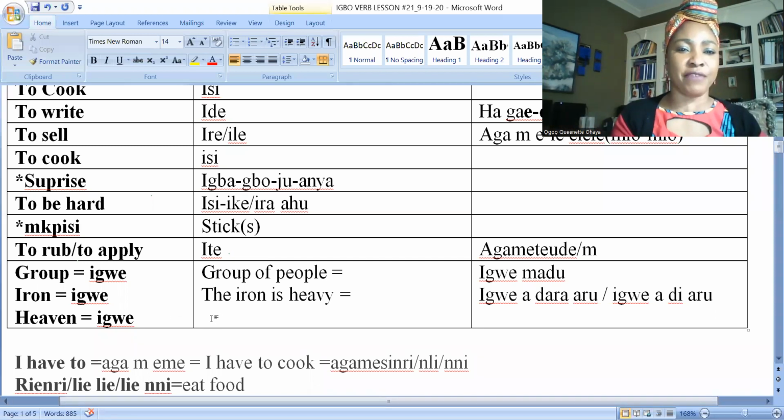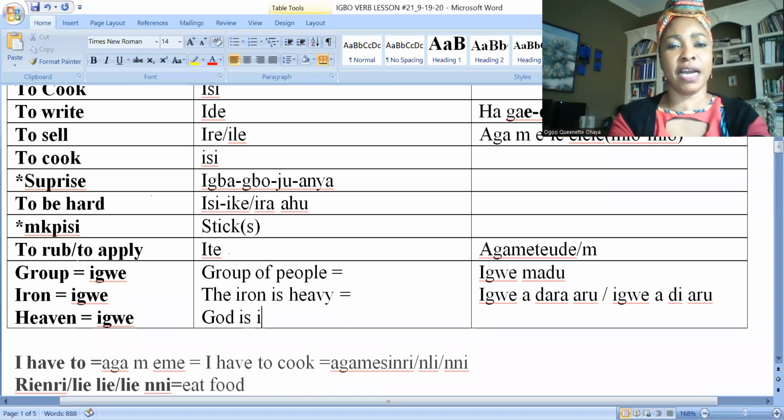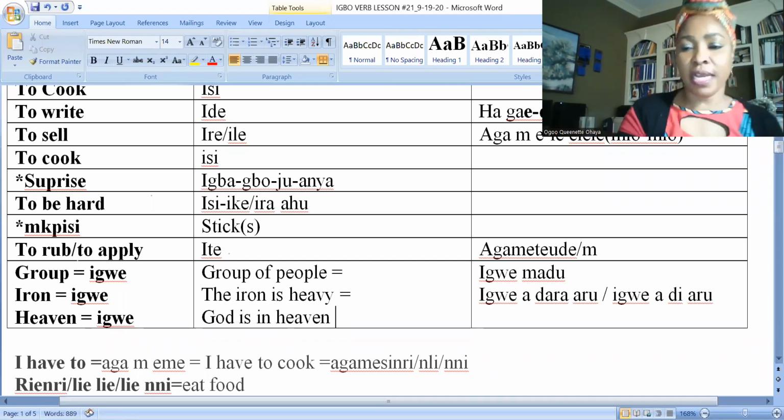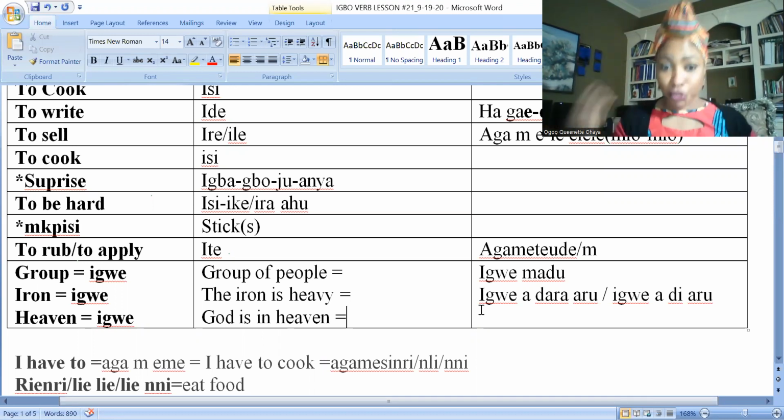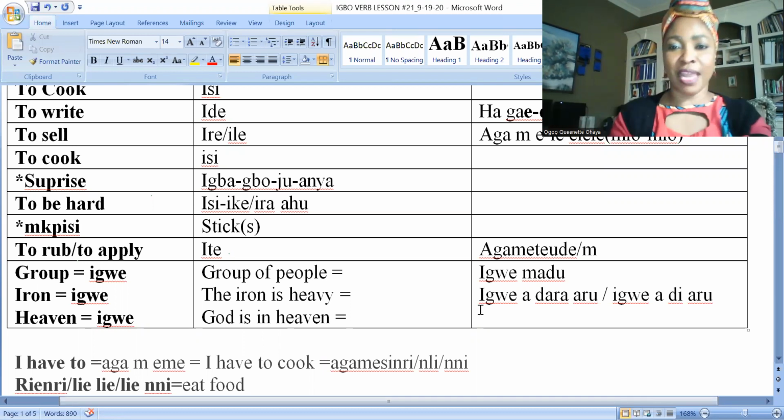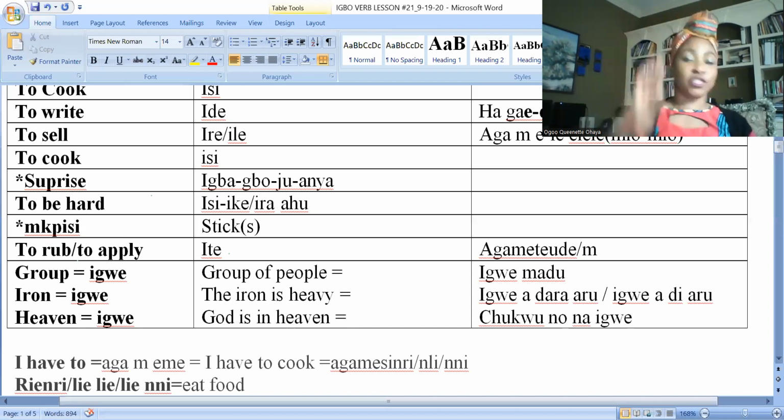Now, when you say heaven, now you're gonna say, God is in heaven. God is in heaven. Now, we say, Chukwu means God. Chukwu is God. Then we're going to say, Chukwu nọ n'igwe, okay? Chukwu bi n'igwe. Chukwu nọ na igwe. Igwe. So you see what I said?